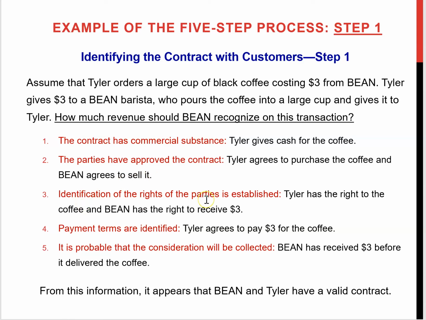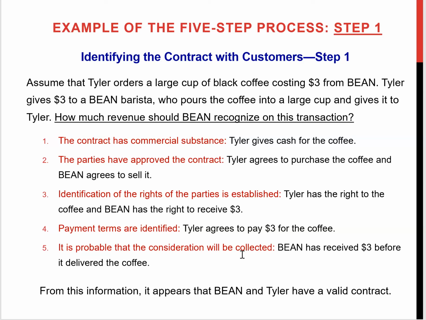Identification of the rights of each party. So Tyler now has the right to get a large coffee, and the coffee shop has the right to receive $3 from Tyler. Payment terms are identified. It's also implied that Tyler agrees to pay $3 for the large coffee. And it's probable that the consideration will be collected. Tyler could pay up front, or right after receiving the coffee, Tyler could pay $3.